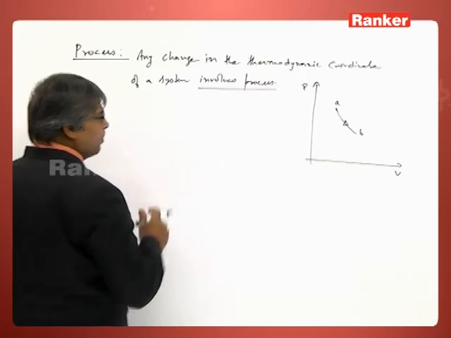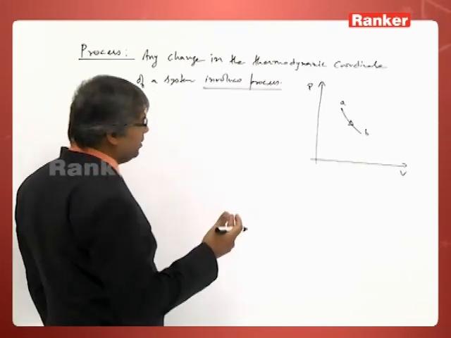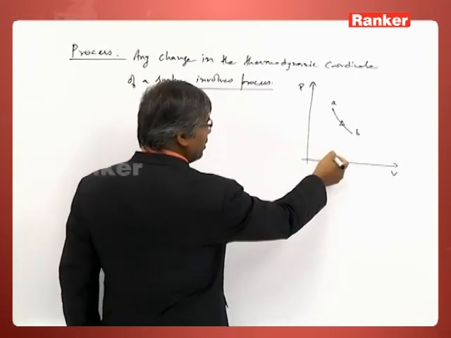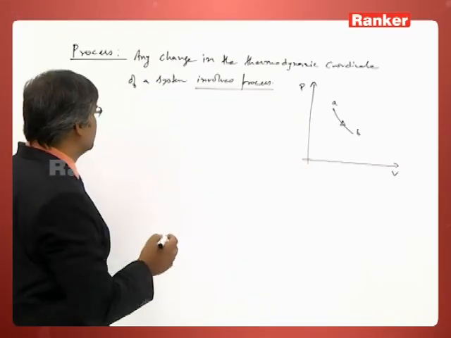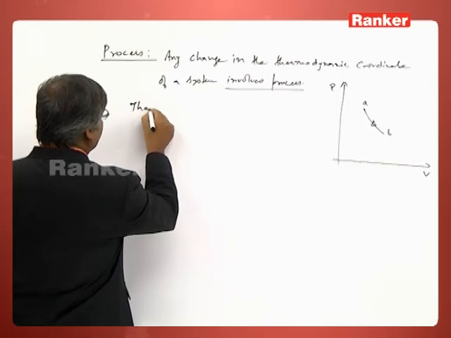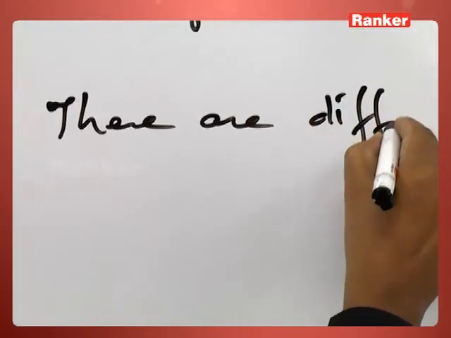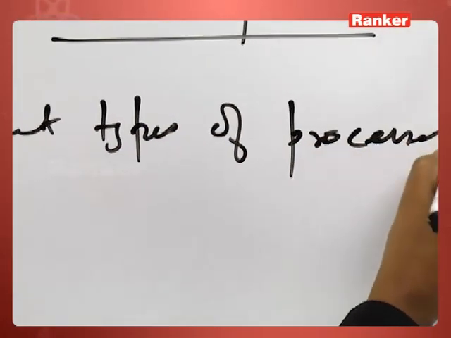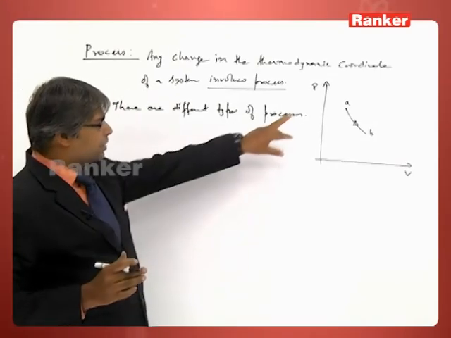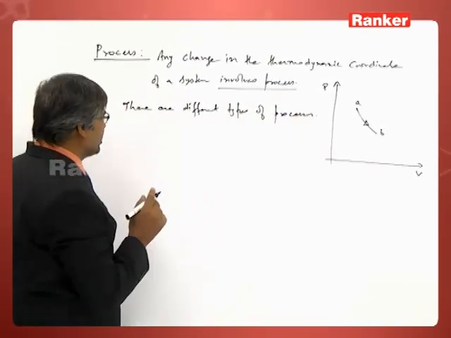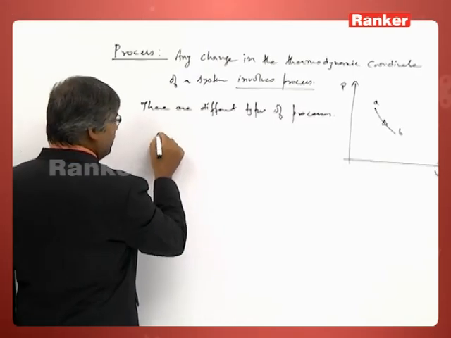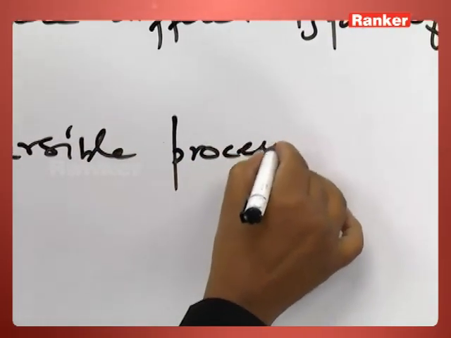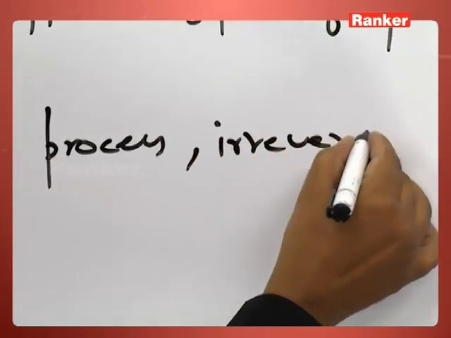So there are different types of processes. We will learn in thermodynamics, first law of thermodynamics, that we have constant pressure, then constant volume, isotherms, adiabats. So there are different types of processes. Presently we are not interested in how P and V change. So we are interested in understanding reversible process and irreversible process.